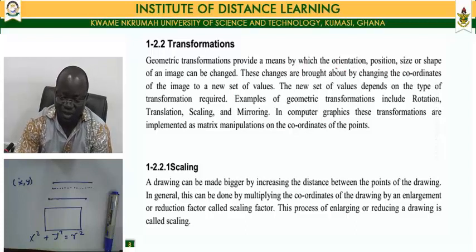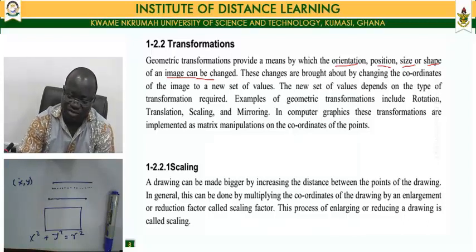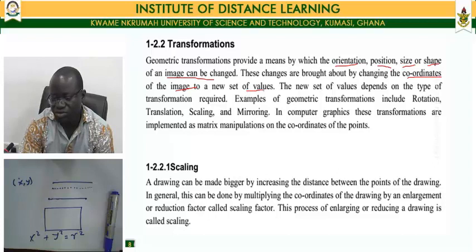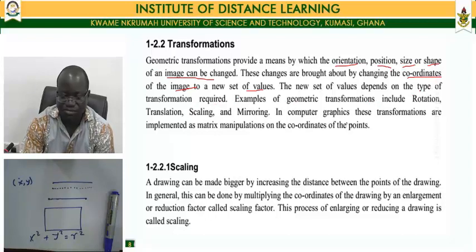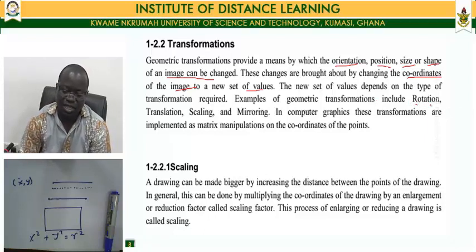Now, the changes come about by changing the coordinates of the image to a new set of values. Then you say that you've done a transformation. Now, this new set of values depends on the type of transformation required. Examples of geometric transformation, as we know from our geometry, include rotation, translation, scaling, and mirroring.